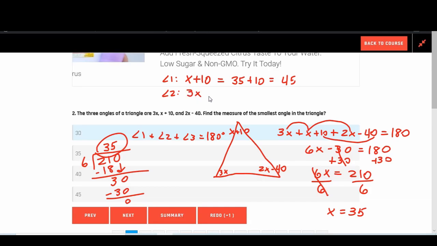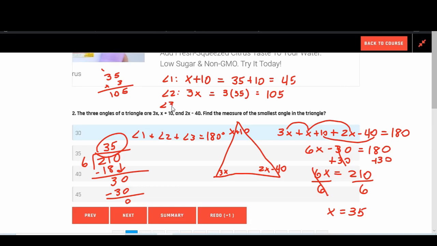It's 3x, and we've got 3 times 35. Work that off to the side if you need to. 35 times 3. 5 times 3 is 15. Carry the 1. 3 times 3 is 9, plus 1 is 10. So we know this is 105 degrees.